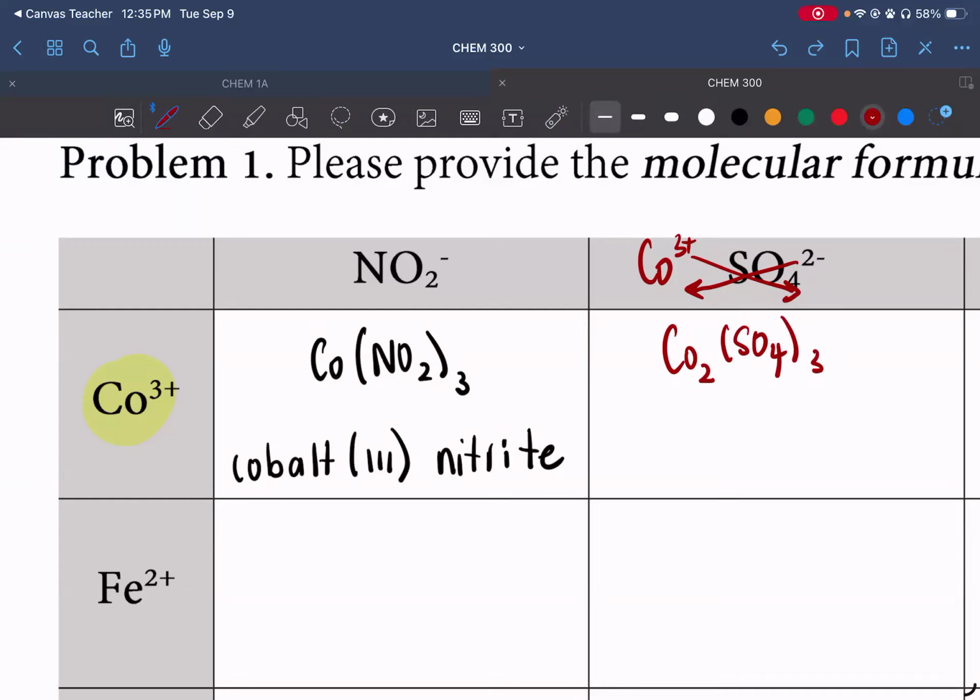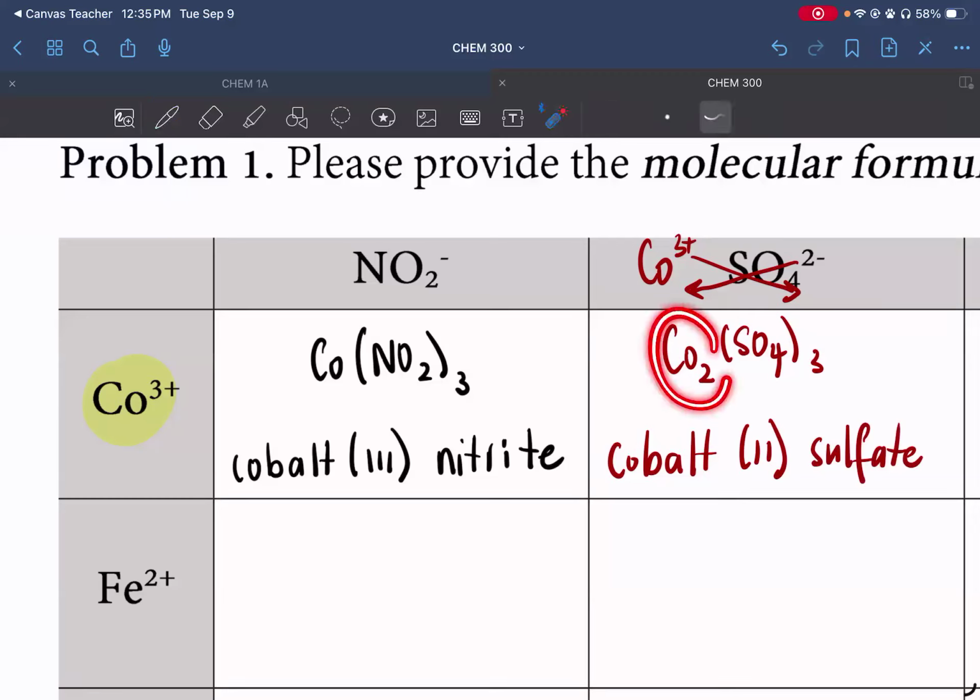The name of this compound is cobalt(II) sulfate. Am I right? What's wrong with it? The 3 charge. Very good. One common mistake that people make is they think that the Roman numeral is based off of the number right after the cobalt. It is not. It's based on the charge. So instead of cobalt(II), this should be cobalt(III).